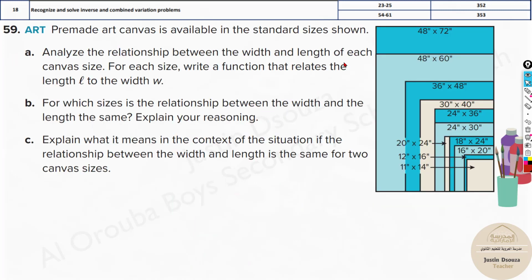Another problem, a real world problem, where the figure is given. Pre-made art canvases are available in standard sizes. Analyze the relationship between the width and length of each canvas size. For each size, write a function that relates the length and the width. You need to write length, how is it proportional to width? So here you have to just write them. Length is how much? 11, width is 14. So it will be 14 by 11.